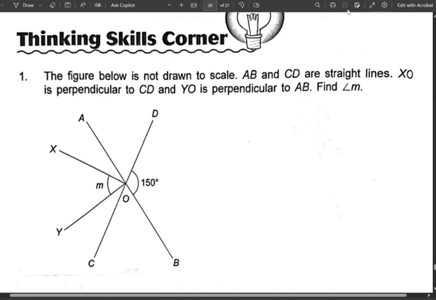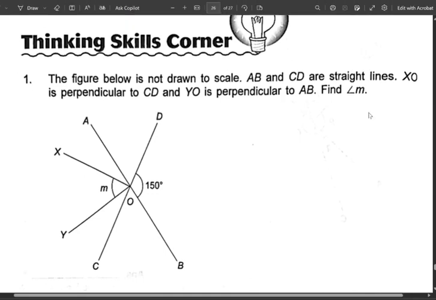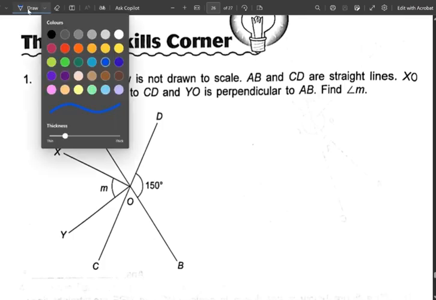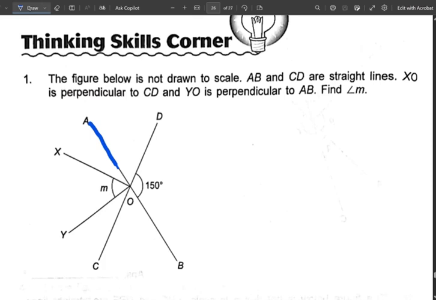The figure below is not drawn to scale. What did they say? They say that AB, where's AB? Can you see A to B? A to B is this entire thing, correct? And C, D are what do we call that? Straight lines. Very good. So when you see straight lines, you think of vertically opposite angles, right?